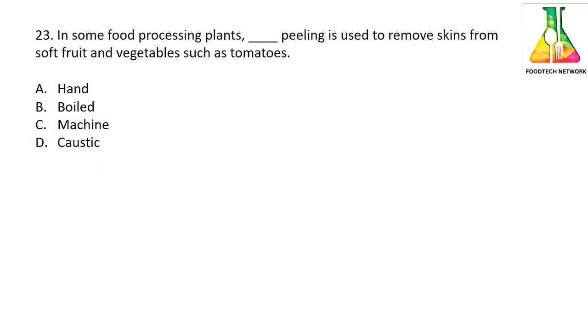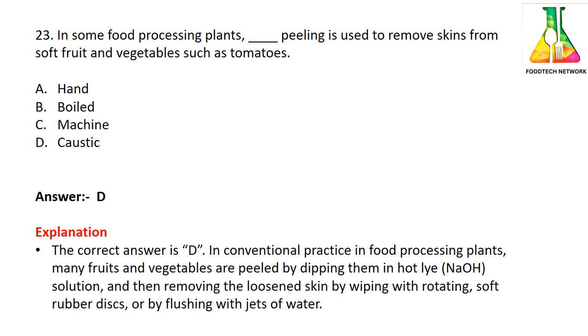23. In some food processing plants, dash peeling is used to remove skins from soft fruits and vegetables such as tomatoes. Option A, hand. Option B, boiled. Option C, machine peeling. And option D, caustic peeling. Option D, that is caustic peeling.